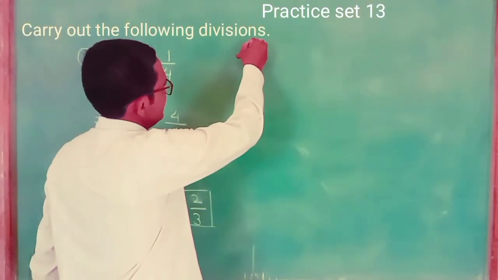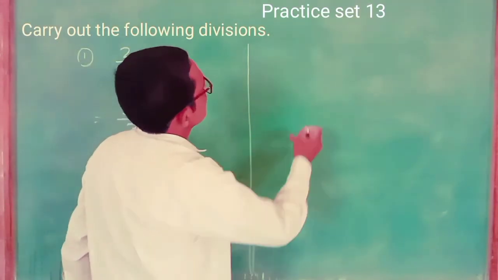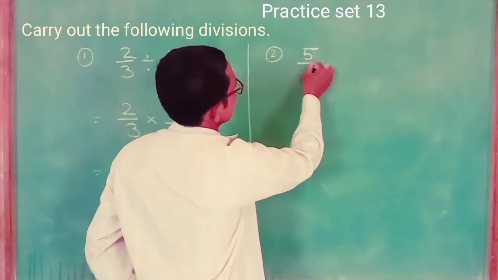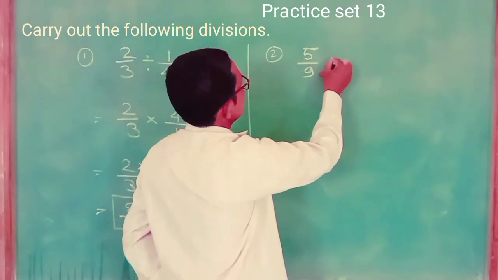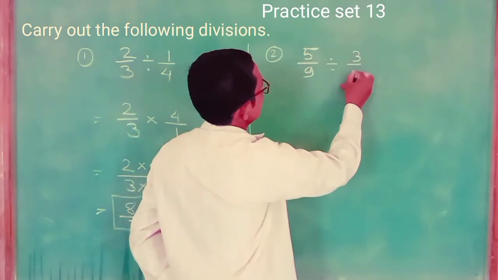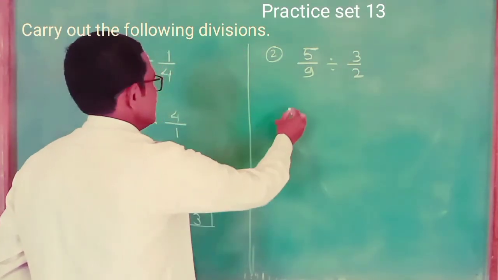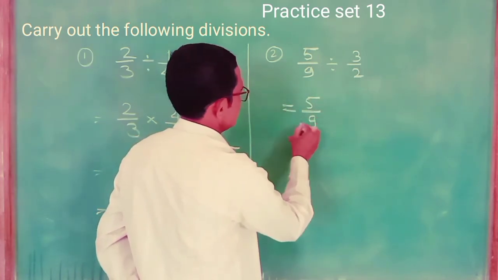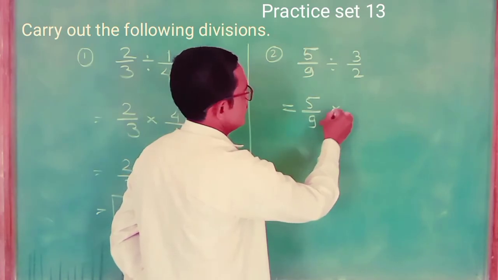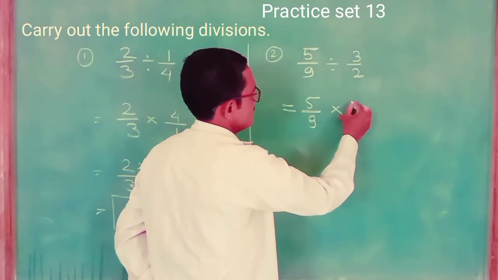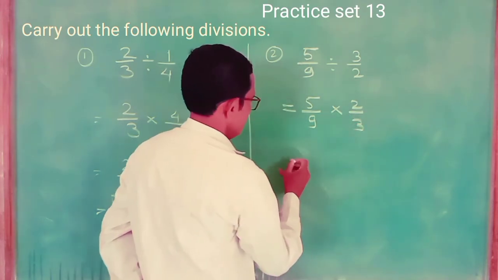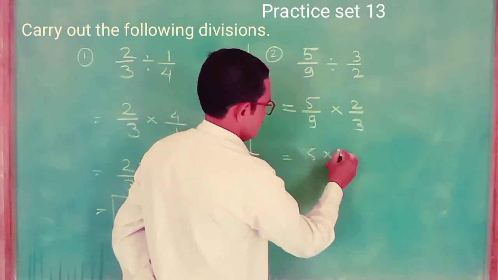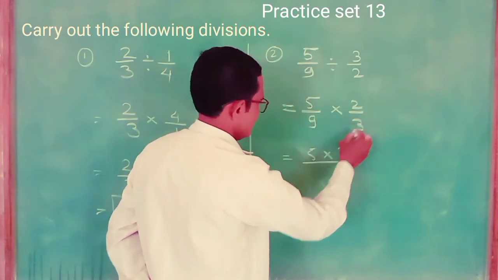Now let's solve another example. Second example, 5 upon 9 divided by 3 upon 2. Here also we can multiply, which is equal to 5 upon 9 into the reciprocal of the other number, 2 upon 3. We get 5 into 2 upon 9 into 3.